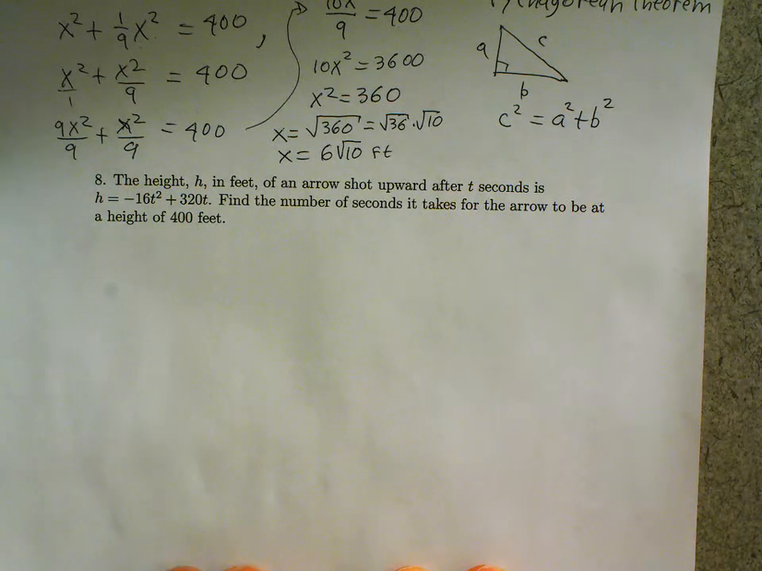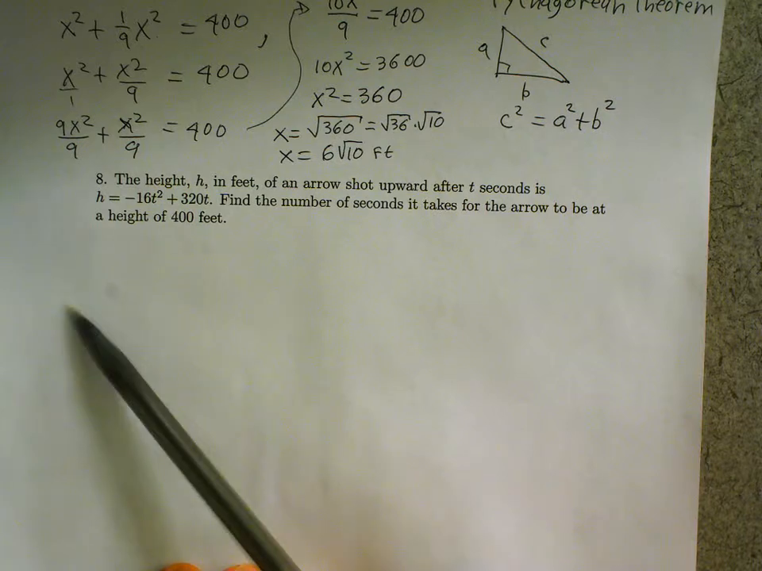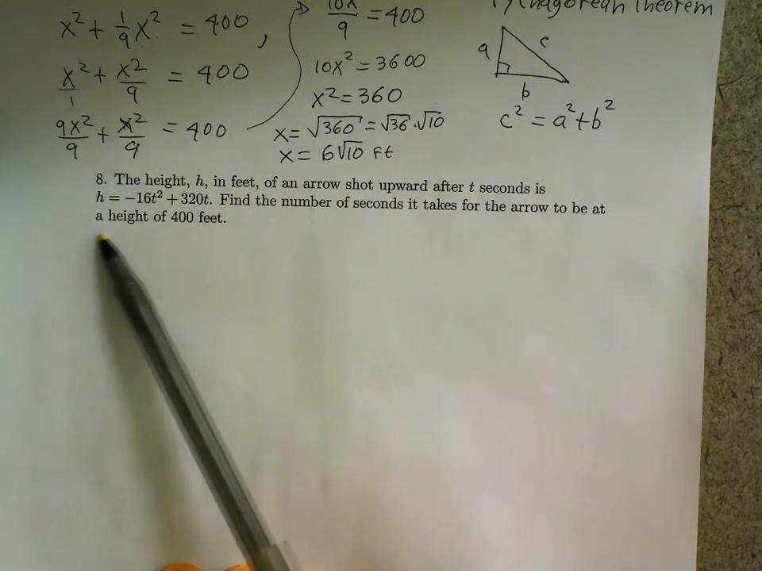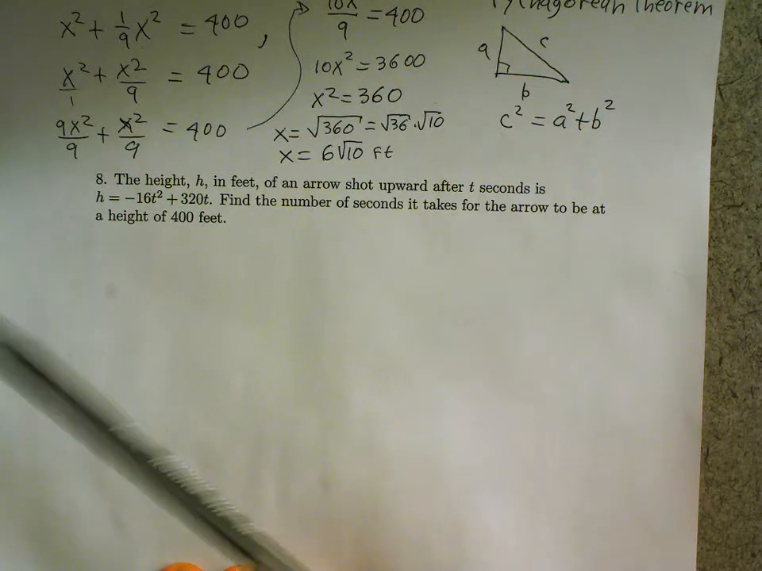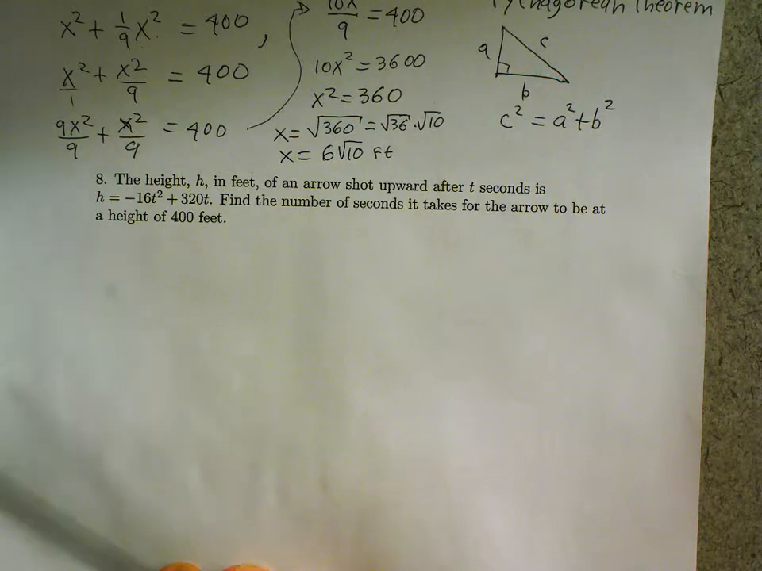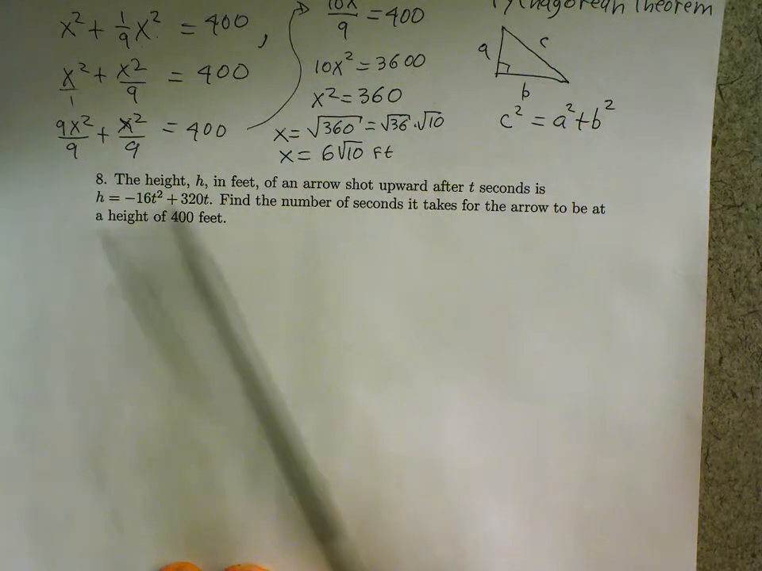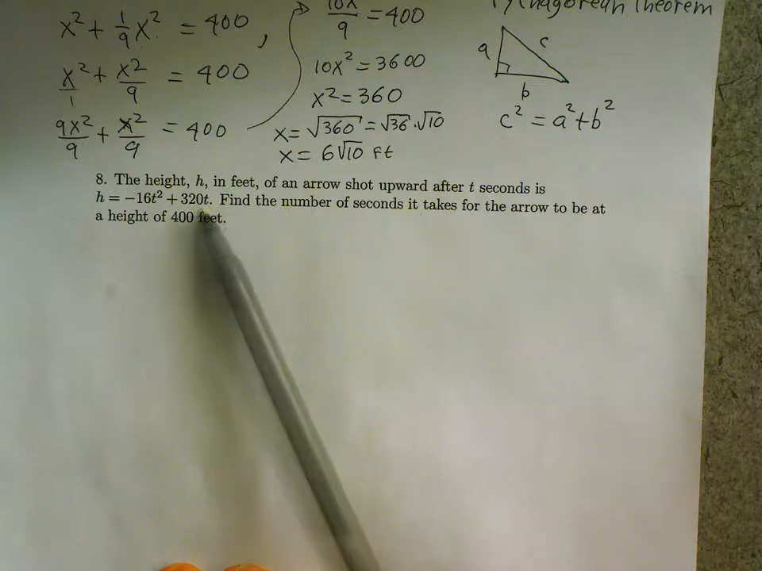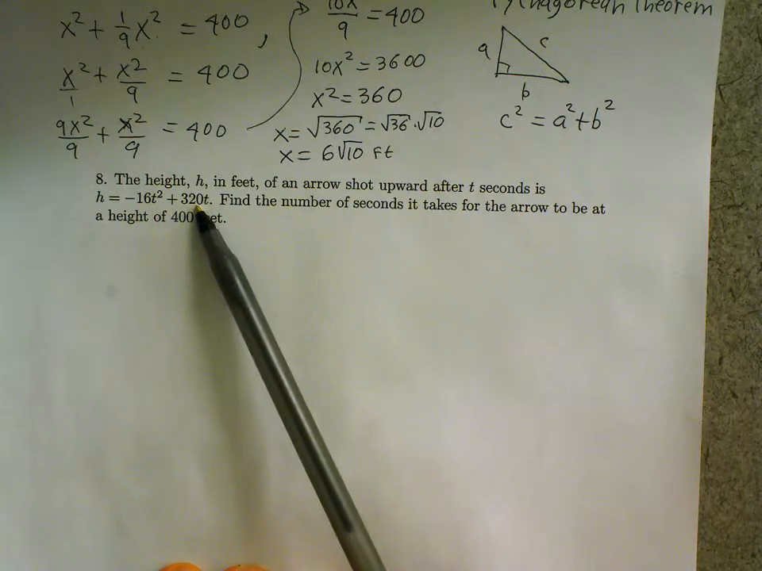Well, let's answer this question first. How high above the ground is the arrow at the instant that it's shot upwards? Yeah, 0. At t equals 0, the height is 0 feet above the ground.